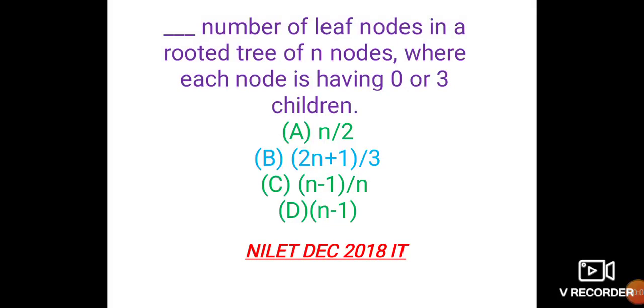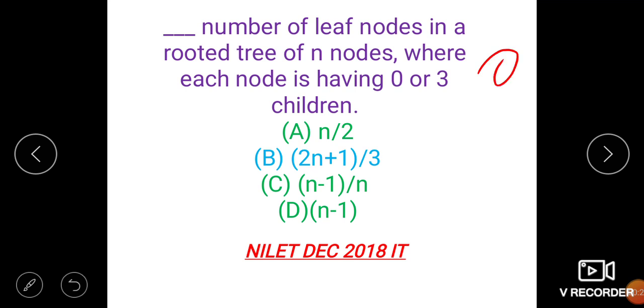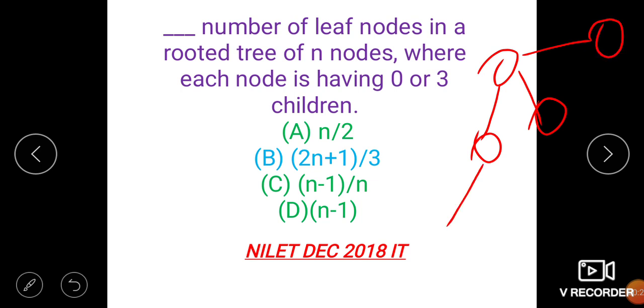Question. Okay, this question was asked in the NIELIT exam. The question says: what is the number of leaf nodes in a rooted tree of n nodes, where each node has 0 or 3 children? In this type of question you have to draw a tree. Let's suppose we have a tree and each node has either 3 children or 0 children.